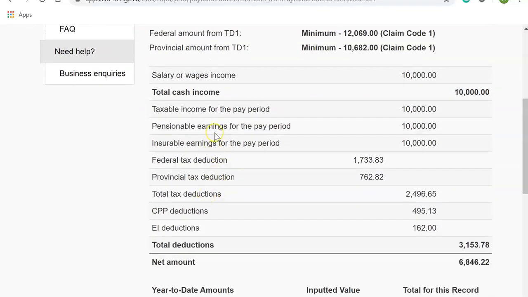So let's just explain this before I do the journal entries. The employee earned $10,000, and that's known as the gross pay. And our federal and provincial tax deductions ended up being $2496.65. So we're not allowed to give that money to the employee. What we have to do is claw it back, and we have to give it to Canada Revenue Agency. Also, the employee is responsible for paying CPP of $495.13 and EI of $162. So again, the employee doesn't get this, we'll claw it back, and then we'll remit it to Canada Revenue Agency.